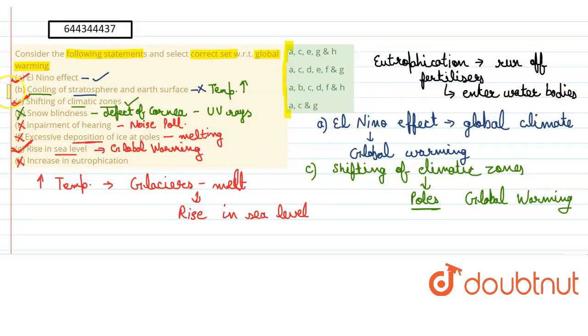Alright, so the options that are related to global warming are, first one, the El Nino effect. Then we have shifting of the climatic zones, C part. And then we have the rise in sea level, that is the G part, right? So the correct answer would be option 4, A, C and G. This is the right answer.